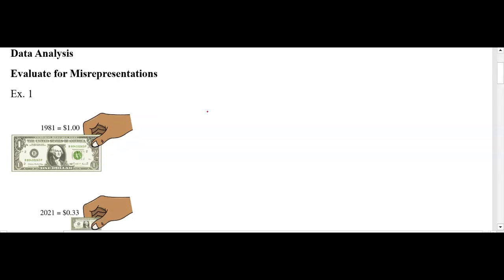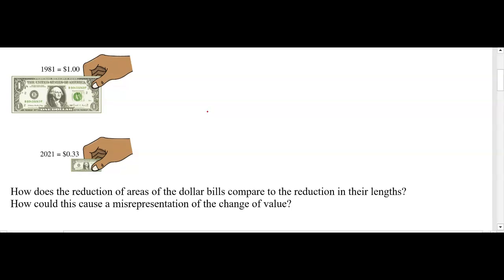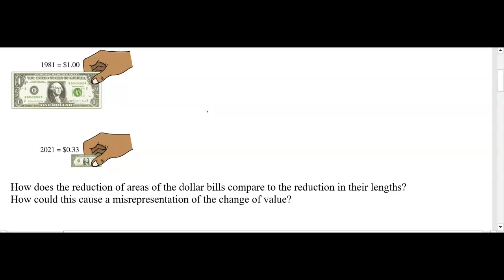Now, let me just show you an example. Notice that we have these $2. One is showing you the value of the dollar in 1981 and then in 2021. And here's the question. It says, how does the reduction of areas of the dollar bills compare to the reduction in their lengths? Second question, how could this cause a misrepresentation of the change of value?